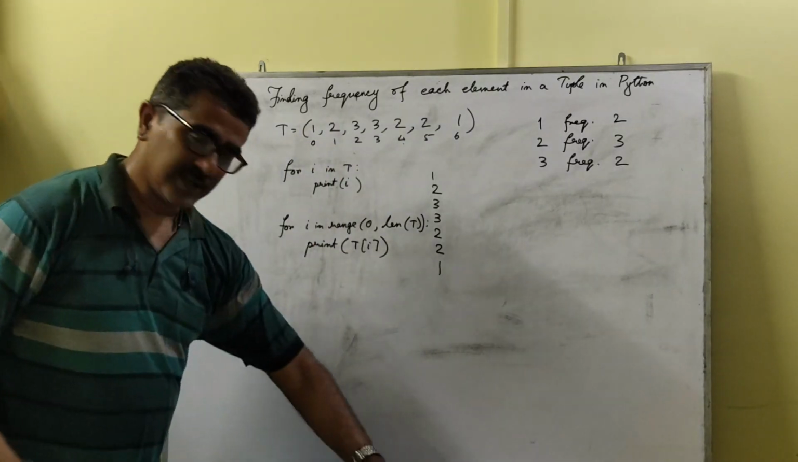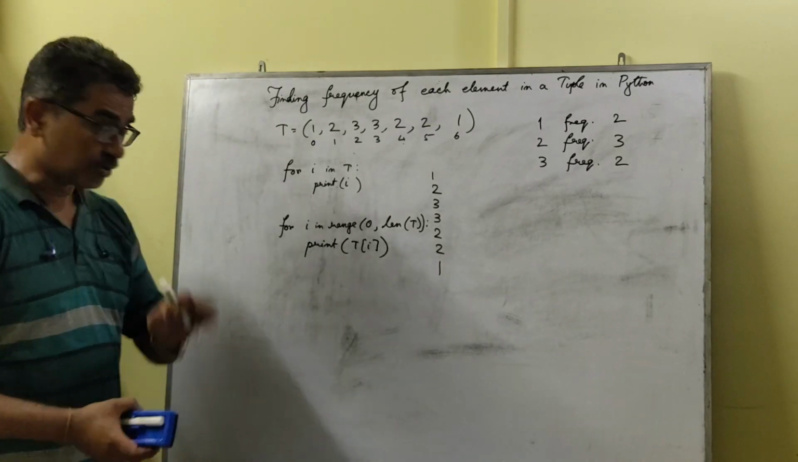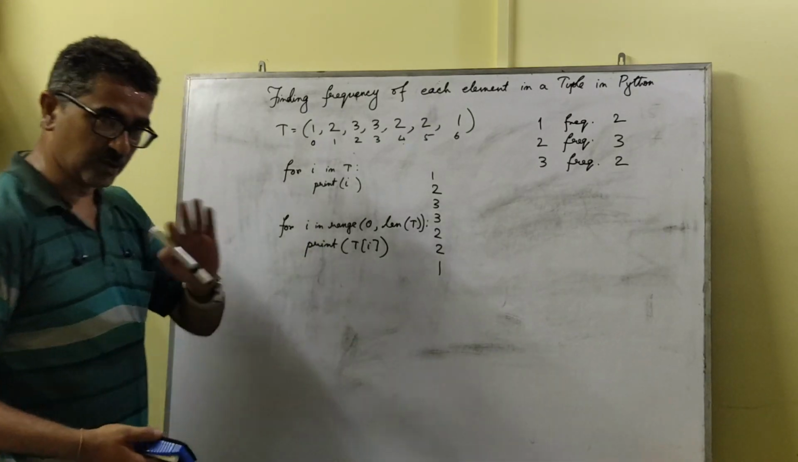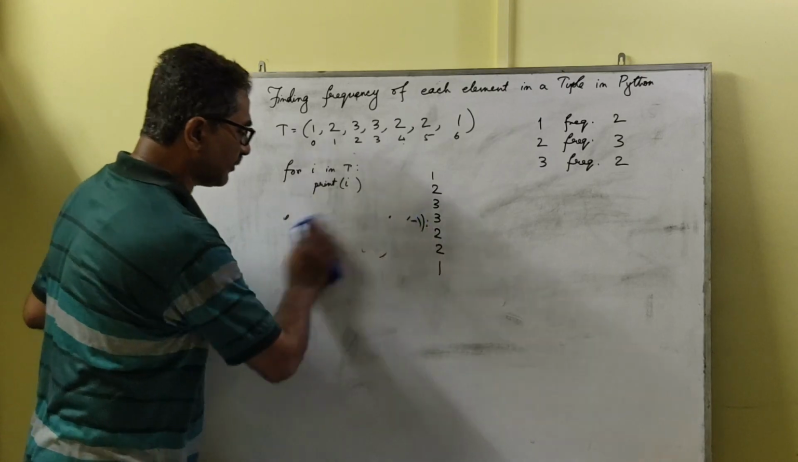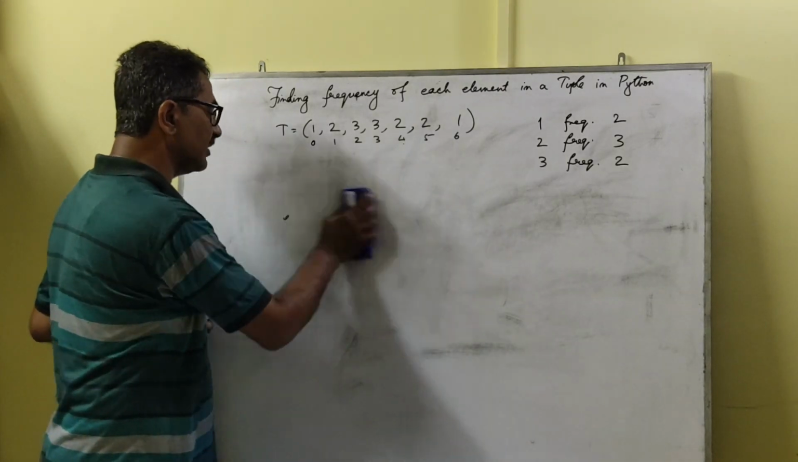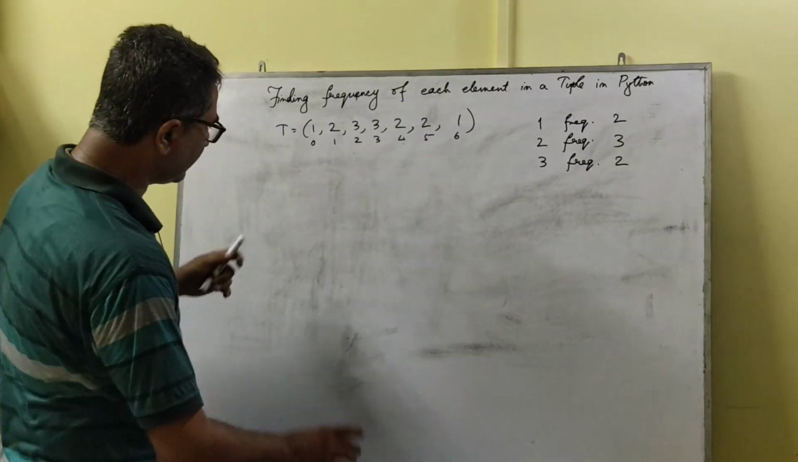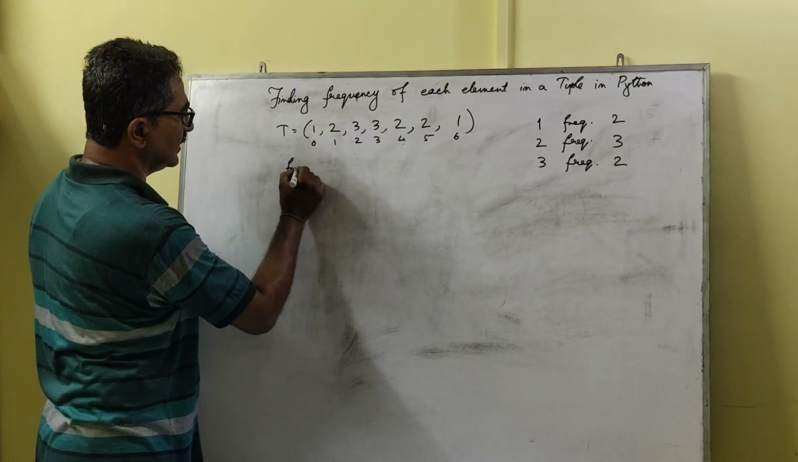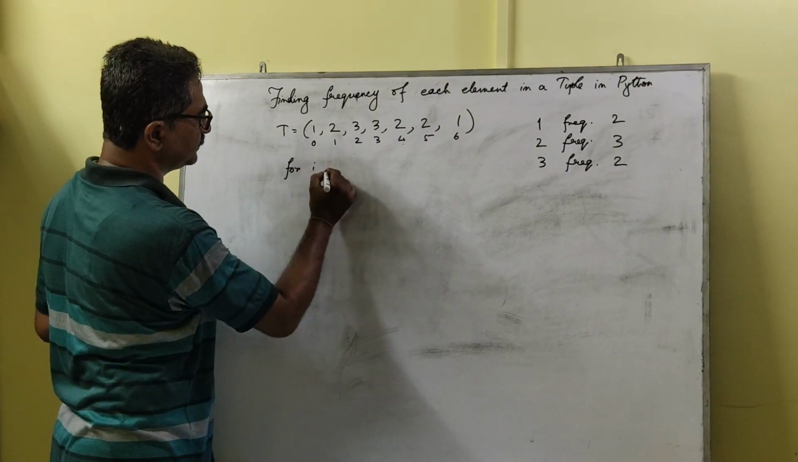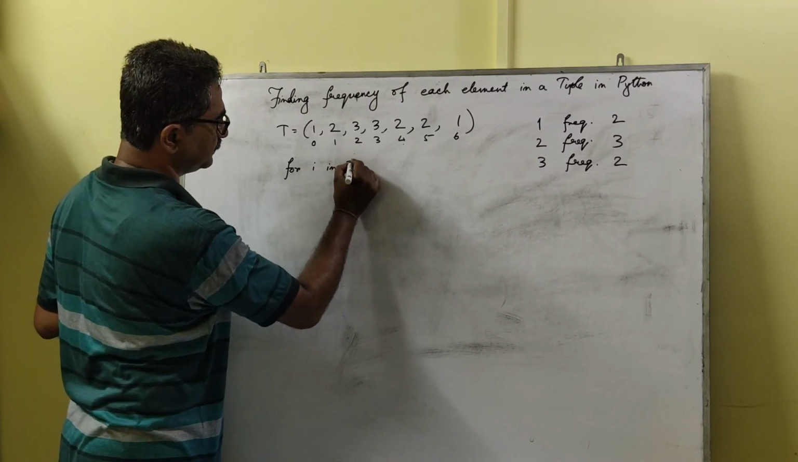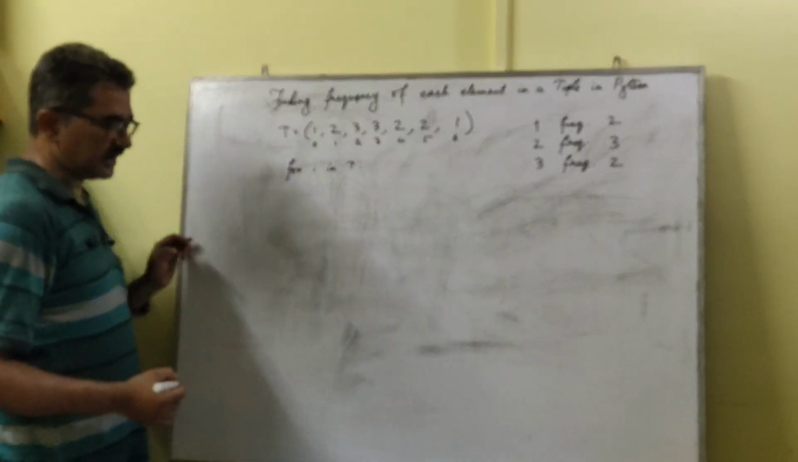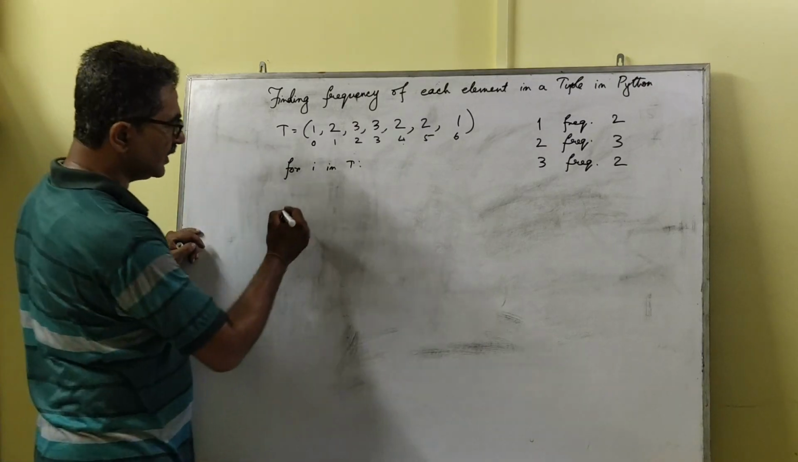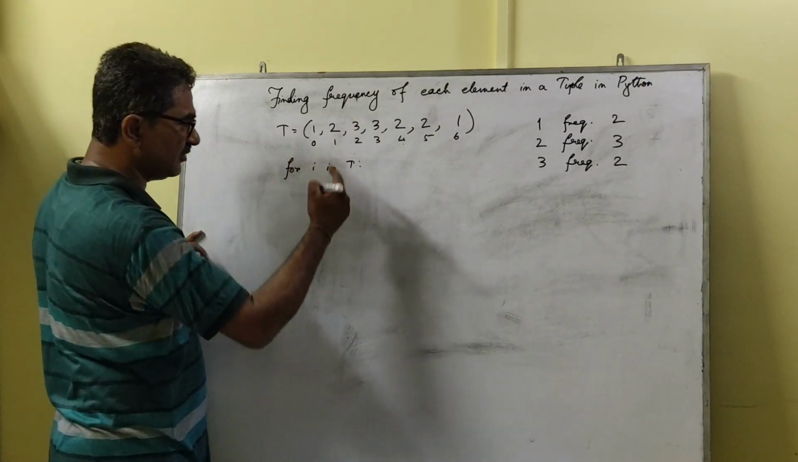So here, first of all, I will use a wrong approach, and then we'll modify that particular approach to make the program give us the correct output. So what I'm going to do is use this approach. For each element inside the tuple, it is going to access each of the individual elements.